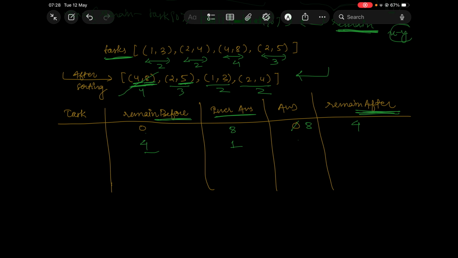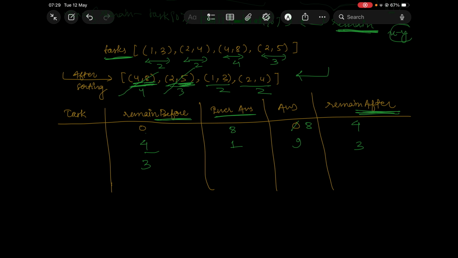After incrementing, our final answer becomes 9. And now the energy is 5. We can start, and when we started, it used 2. So the remaining is 3, right? So this task is also done.